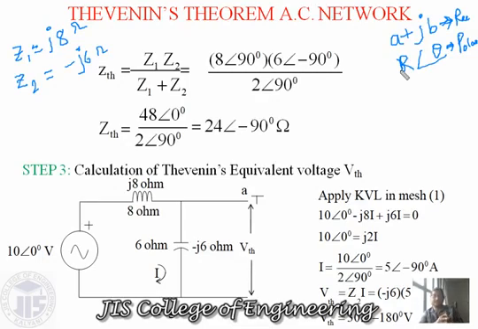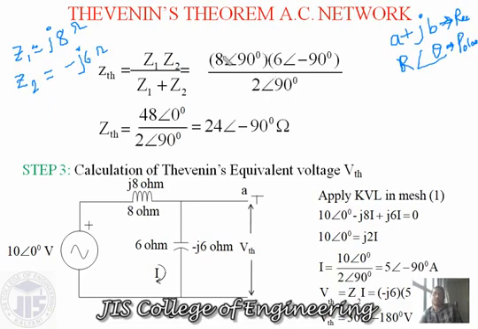By using that formula we get Z1 as 8 angle 90, and Z2 has a value of 6 angle minus 90. After adding both values of Z1 and Z2, the polar coordinate value is 2 angle 90.